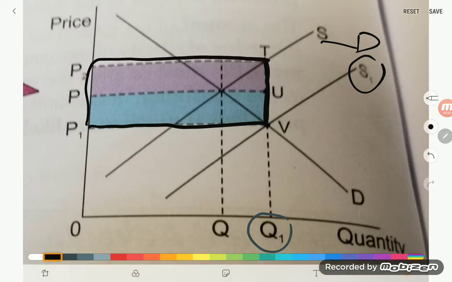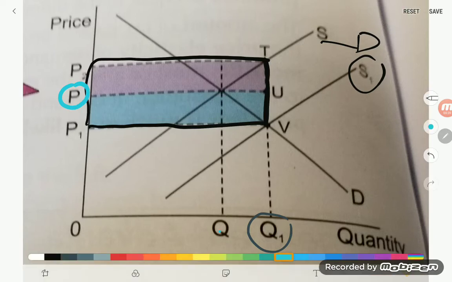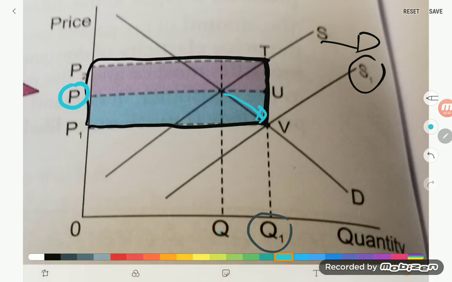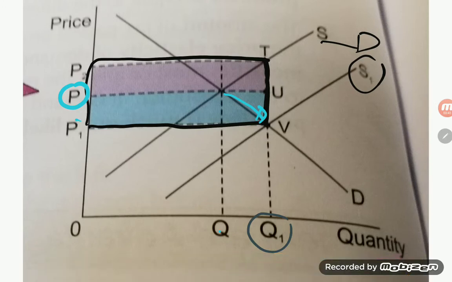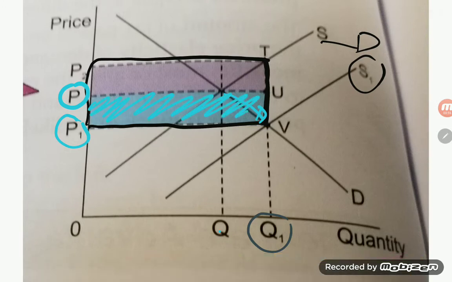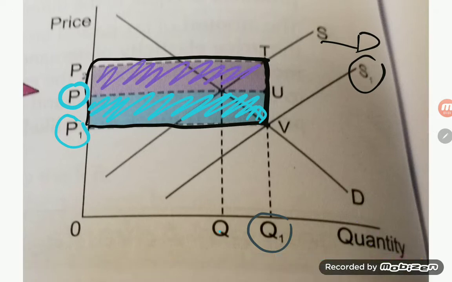You can see that the consumer was originally paying price P. But after the subsidy, there was an extension in demand from Q to Q1, and they were now paying just P1 after the subsidy. So the benefit to the consumer of the subsidy is this blue area. The benefit to the producer of the subsidy is this top area.